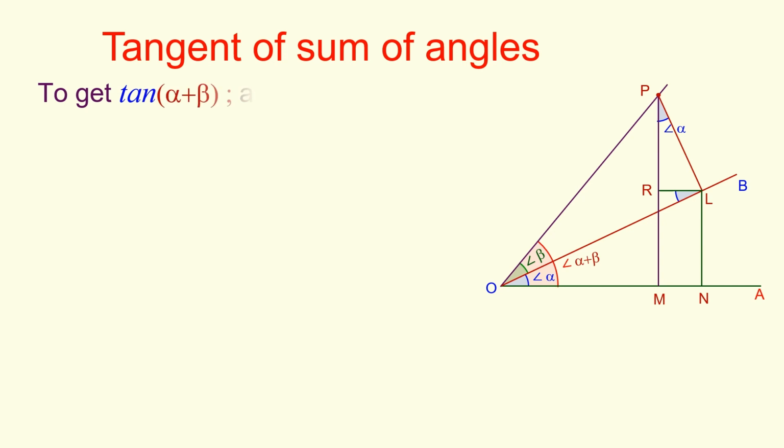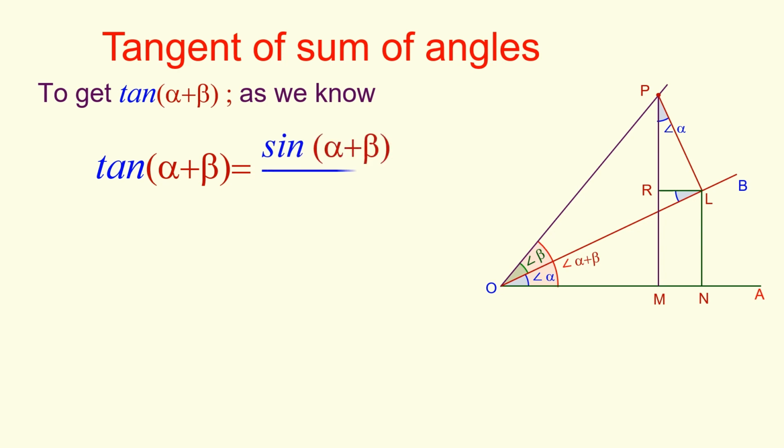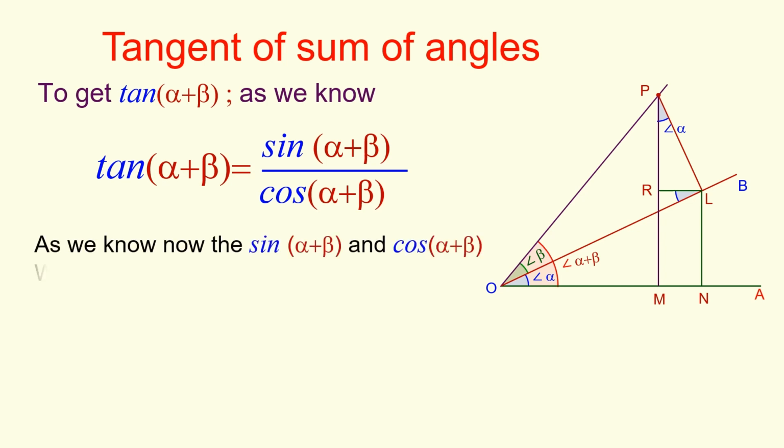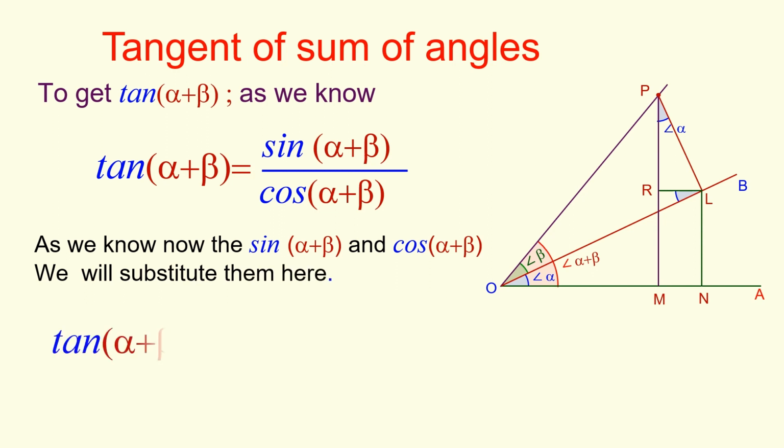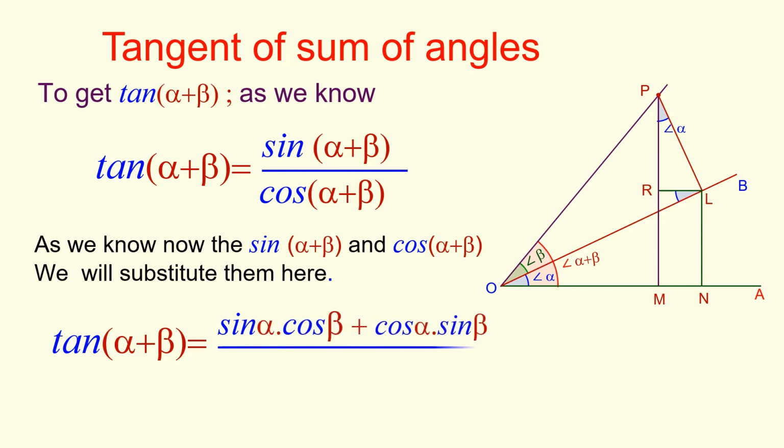Tangent of sum of angles. Now we calculate tangent, or tan alpha plus beta. Tan alpha plus beta is equal to sine alpha plus beta divided by cos alpha plus beta. As we know the sine alpha plus beta and cos alpha plus beta, we will substitute them here. So tan alpha plus beta is equal to sine alpha cos beta plus cos alpha sine beta, overall divided by cos alpha cos beta minus sine alpha sine beta.